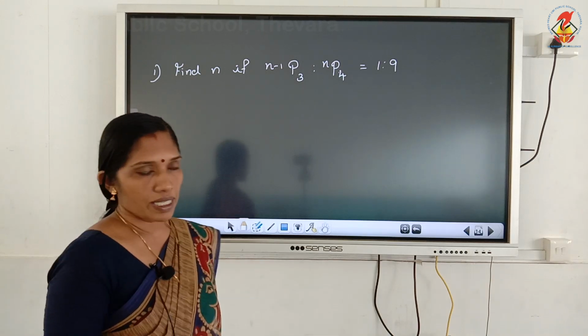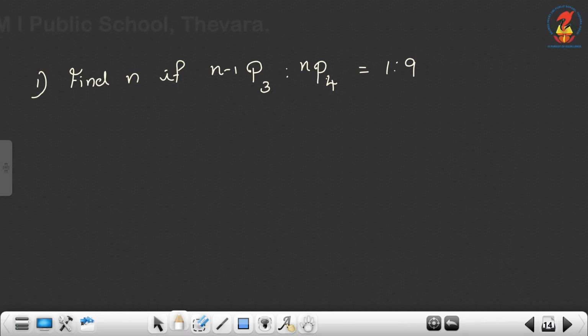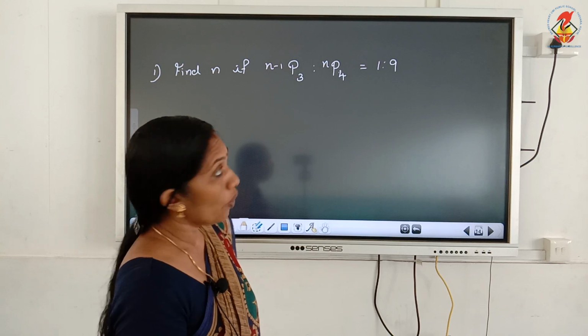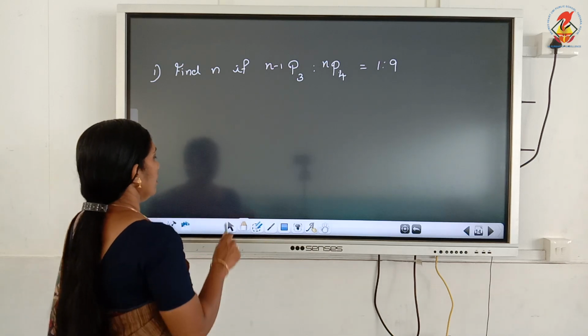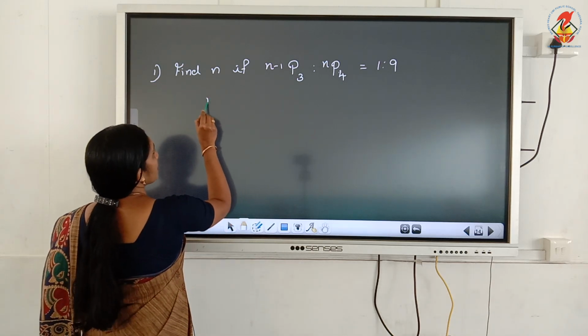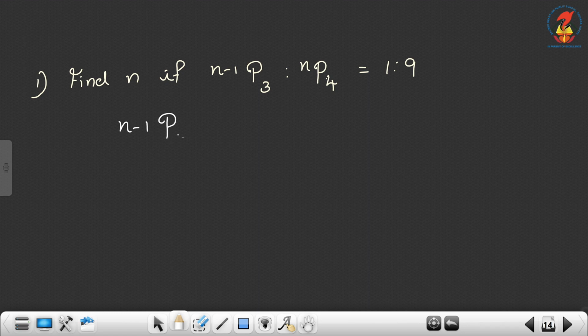Now we can do an exercise. Find n if (n minus 1)P3 is to nP4 is equal to 1 is to 9. Then what is the value of n? So (n minus 1)P3 by nP4 is equal to 1 by 9.